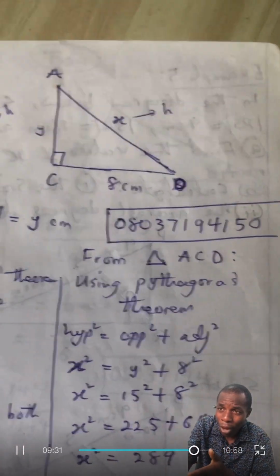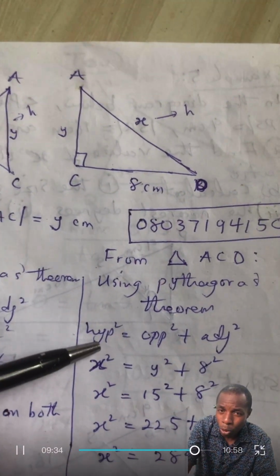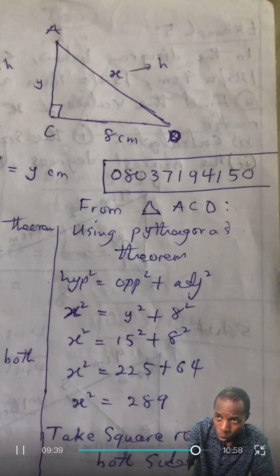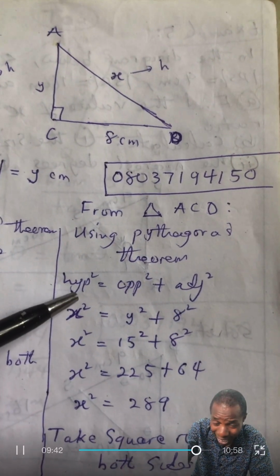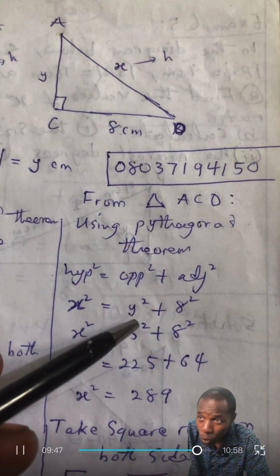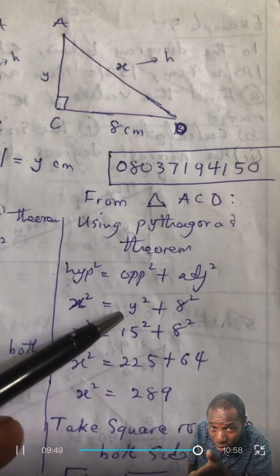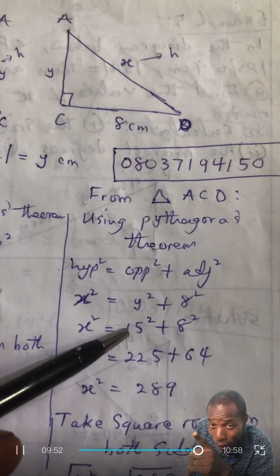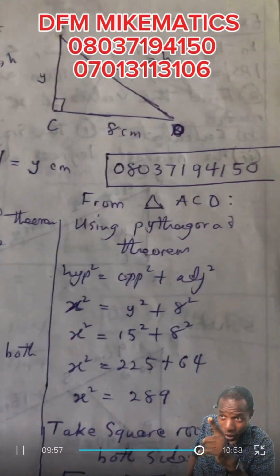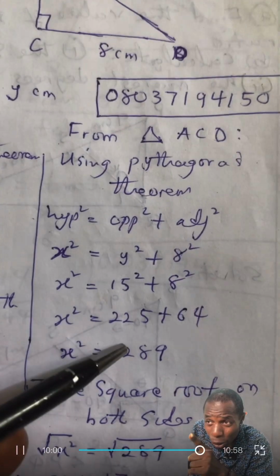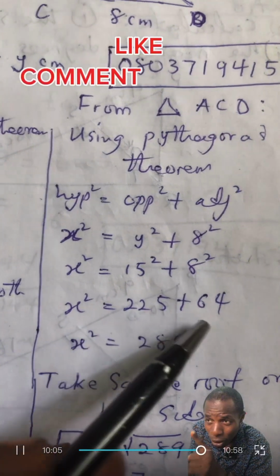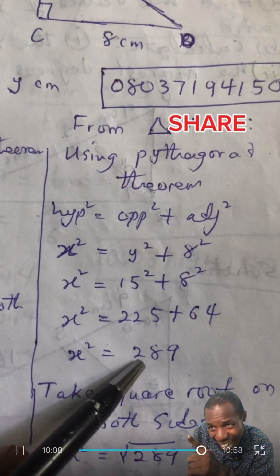From the formula we have here, hypotenuse square is equal to opposite square plus adjacent square. So our hypotenuse is x, to be x square, because there are squares in the formula like I said earlier. So x square is equal to y square plus 8 square. The value of y is 15, so you're going to have 15 square replacing that y, plus 8 square. The value of 15 square is 225, and the value of 8 square is 64. So when you add 225 plus 64, it gives you 289.